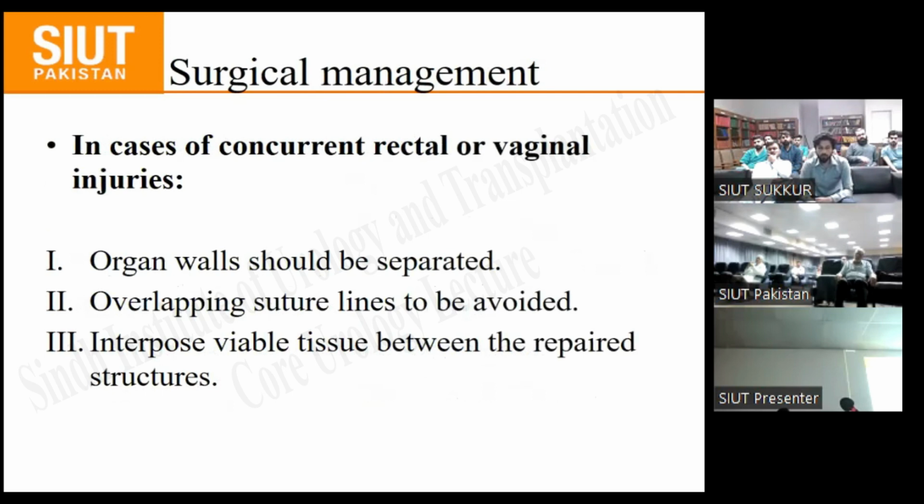In cases of concurrent rectal or vaginal injury, both organ walls should be separated. Overlapping suture lines should be avoided. The suture lines should not be parallel to each other. And if possible, we should always try to interpose a viable tissue between the repaired structures, such as omentum.